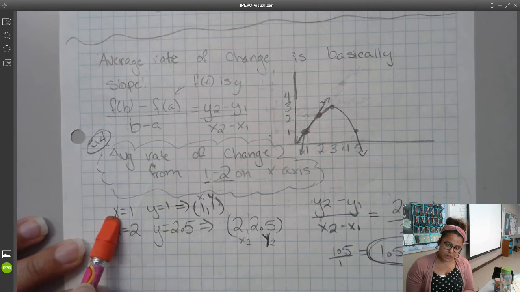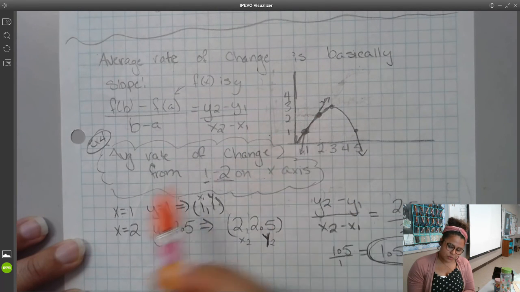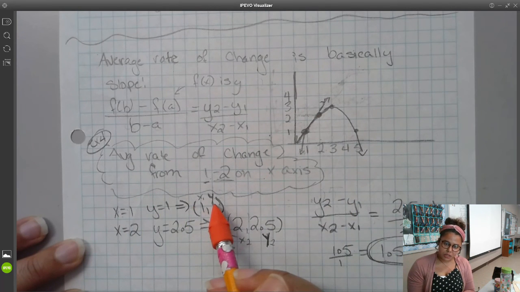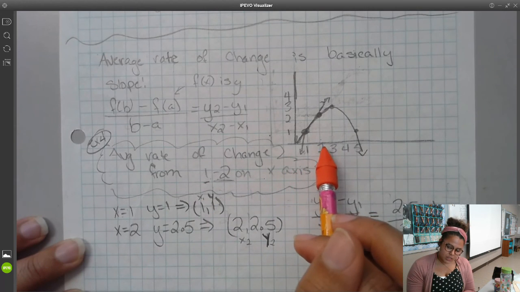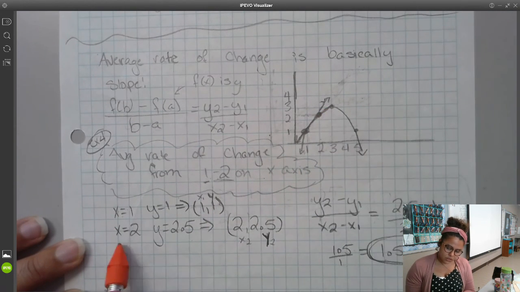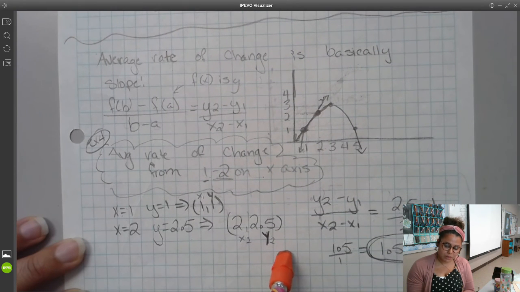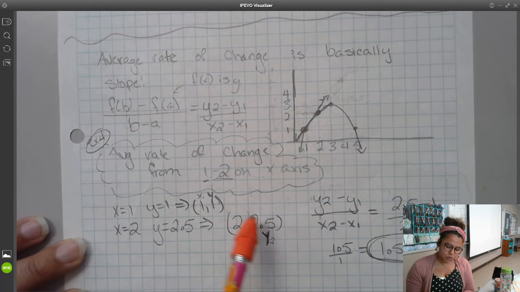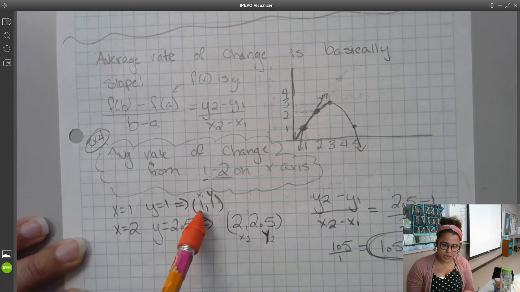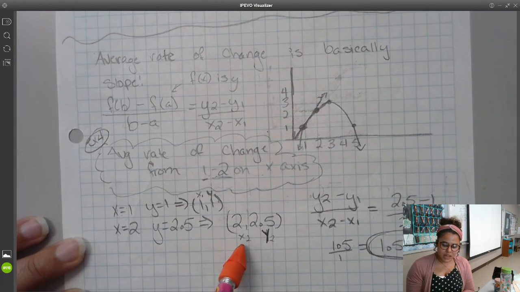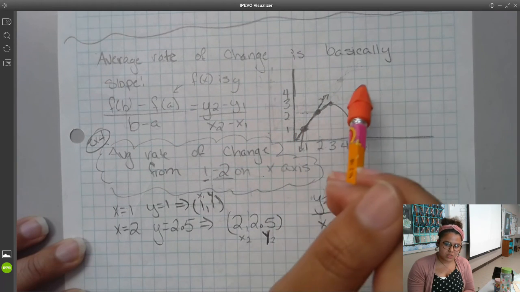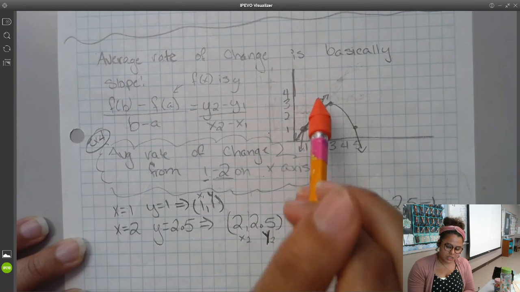First I say, okay, when x equals 1, it has an output of 1. So the point is (1, 1), the first point I'm going to use for my slope formula. And when x equals 2, my y value is 2.5. That's the second point I'm going to use for my slope formula. Then I subtract in whatever order I want, but I have to subtract in the same order each time. Since I chose to subtract my y's bottom to top, 2.5 minus 1, I also have to subtract my x's bottom to top. I couldn't say 1 minus 2, otherwise I get a negative number, and we don't want a negative slope because this is going in a positive direction. It's an increase and an increase.